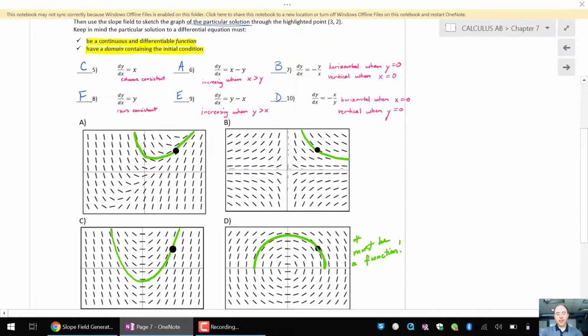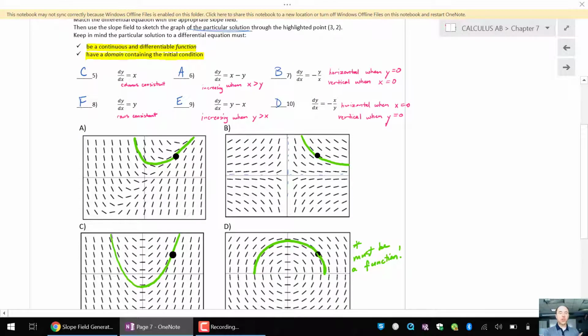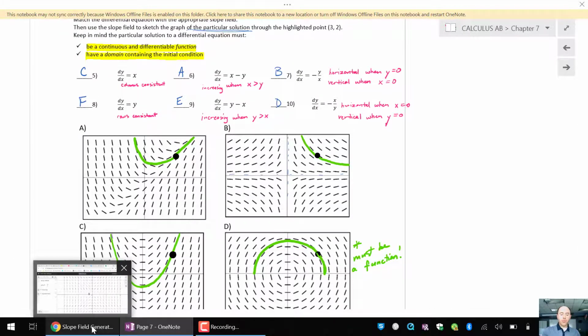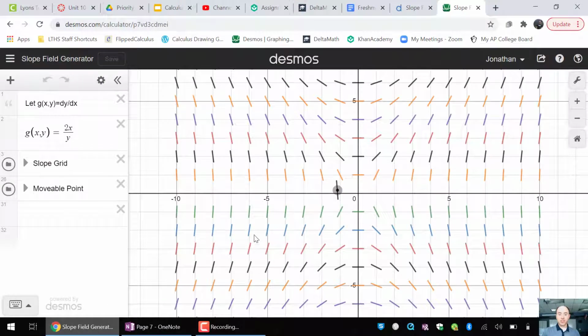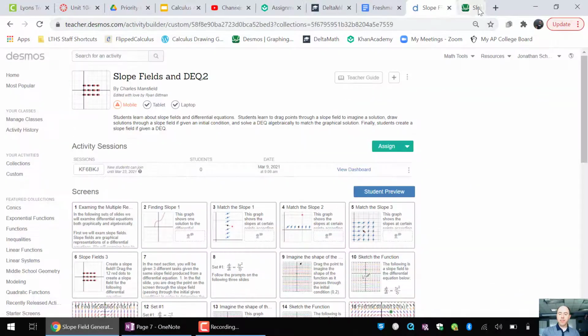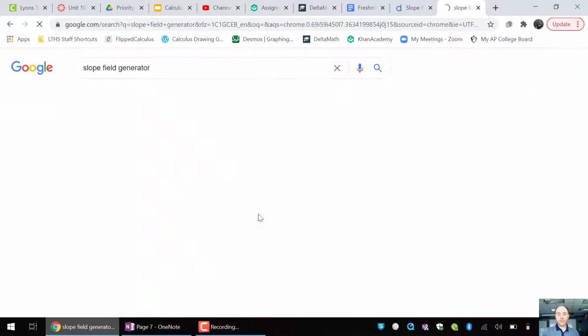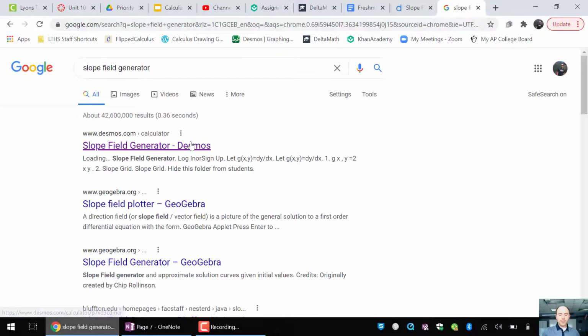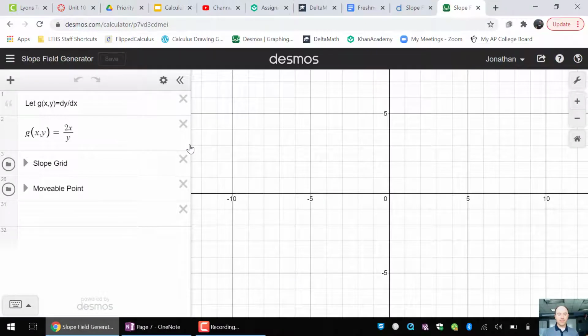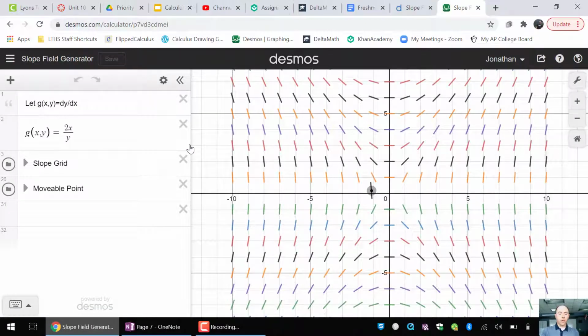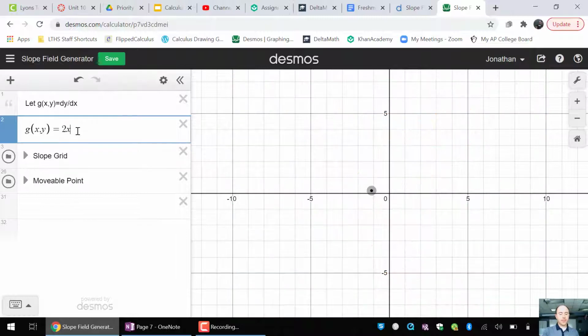If you would like to check that you maybe matched up your differential equations to the correct slope field, there is a really nice slope field generator on Desmos. And all you would need to do is simply go to Google and type in slope field generator. And the first entry that pops up is the Desmos Slope Field Generator. So feel free to just click that and open it up. And what you should see is just a place for you to type in any dy/dx equation that you want. Here's the default one, but let's change it.